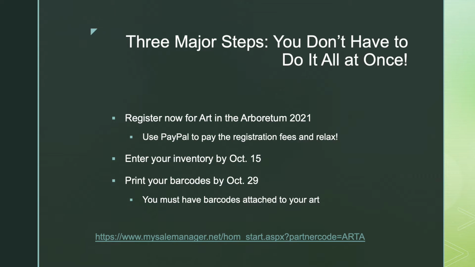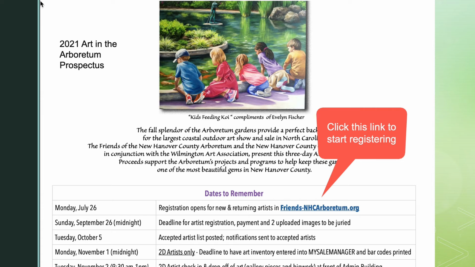It's important to note that you don't have to do everything at once. You don't have to register and then load your inventory and do all your barcodes all at the same time. You can break it up. The most important thing right now is to register for Art in the Arboretum. We'll be using PayPal to pay the registration fees, and then you relax.